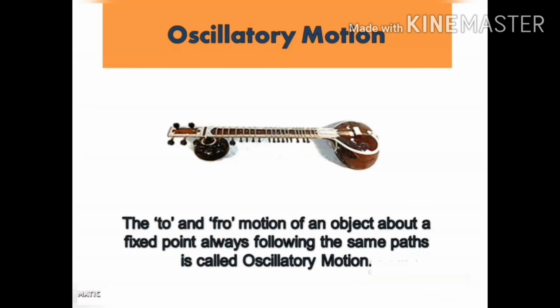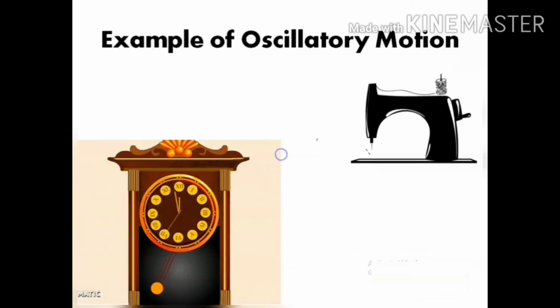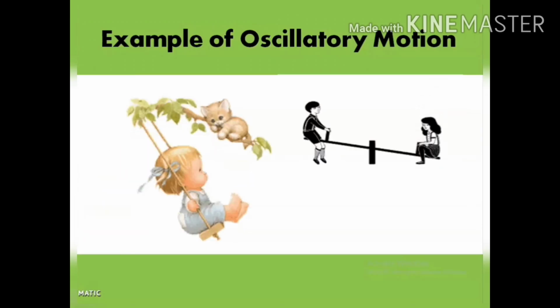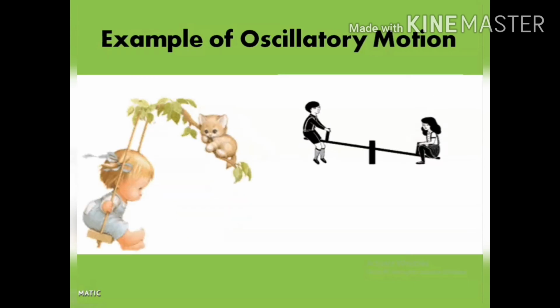Next, oscillatory motion. The to and fro motion of an object about a fixed point always following the same path is called oscillatory motion. Vibrating strings of a musical instrument is an example of oscillatory motion. Other examples: motion of the needle of a sewing machine. The needle moves upward and downward on either side of the rest position. Motion of a pendulum is another example. Another example, motion of a swing. The baby on a swing moves backward and forward on either side of the rest position of the swing.